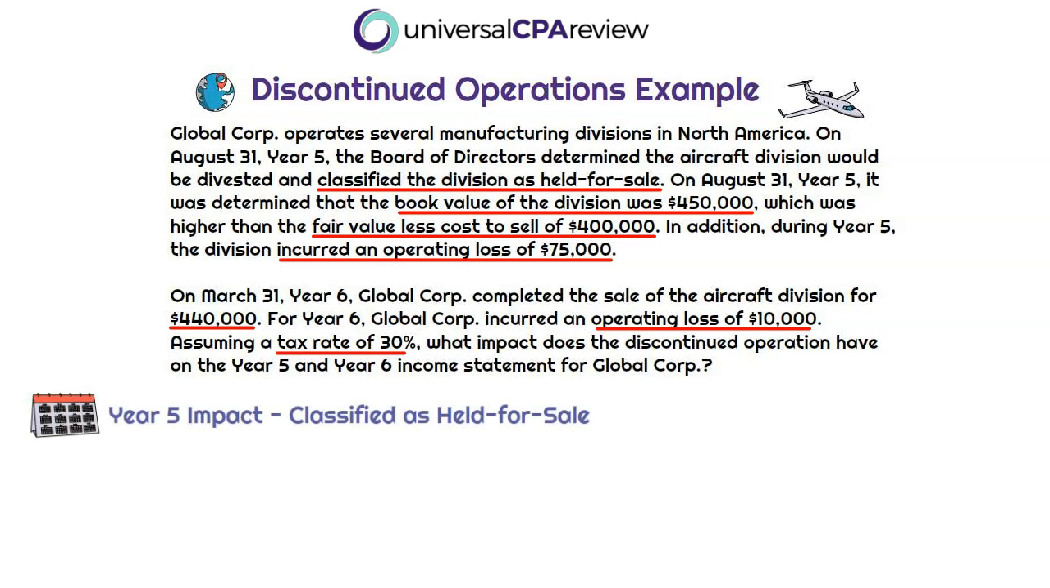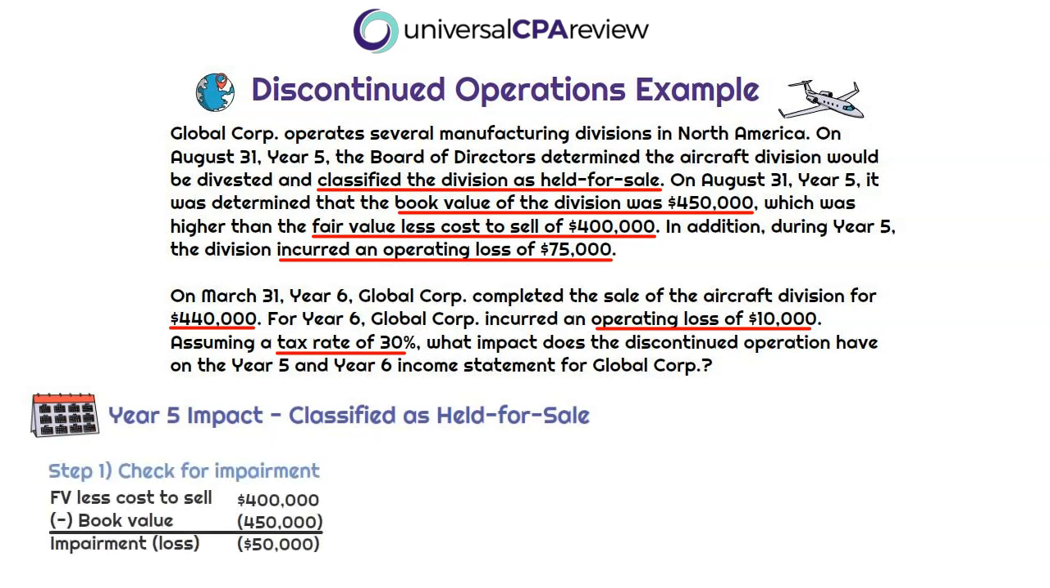Remember on August 31st, year 5, they classified this as held for sale. So remember our mental map, the first thing we do is check, okay, is there any impairment? So all we would do is take the fair value less cost to sell, which was $400,000, subtract the book value, which was $450,000, right? And that's just basically total assets minus total liabilities. That's everything that's going to be transferring to the buyer. And there is an impairment loss here of $50,000.